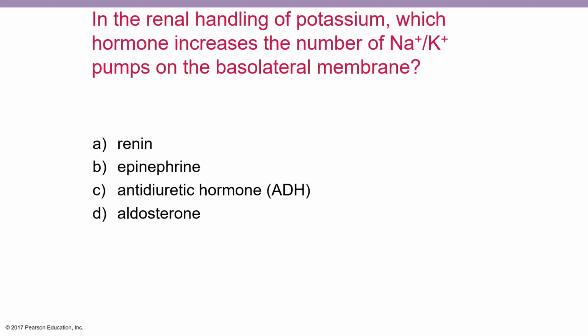Okay, in the renal handling of potassium, which hormone increases the number of sodium and potassium pumps on the basolateral membrane? And this was aldosterone, right? So aldosterone is a hormone that directly increases sodium reabsorption by inputting more sodium potassium pumps in the basolateral membrane, as well as those sodium and potassium leak channels independently in the apical membrane.